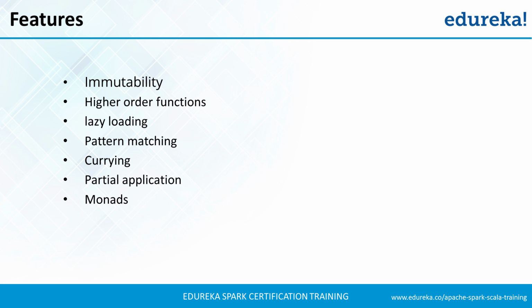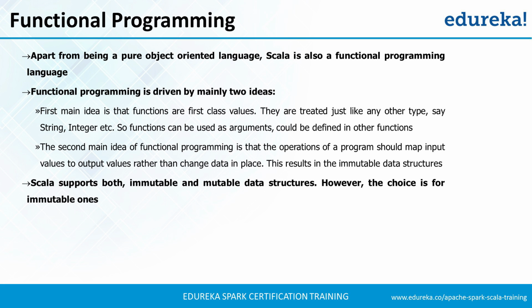There's something called pattern matching, currying. This is not the Indian or the Thai curry. This is a mathematics concept called function currying. And then you have something called partial applications, and then something called monads. All these 7 properties go into making functional programming. So let's learn higher order functions and functional programming.